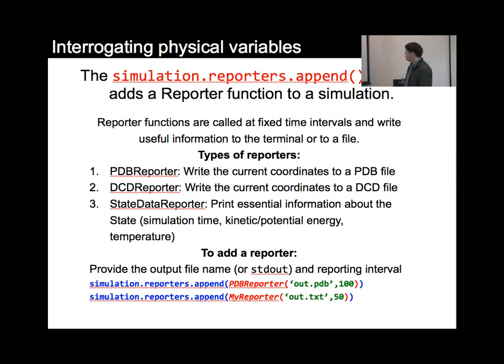So in order to add a reporter, you need to have created the simulation object first, which we covered earlier in the tutorial. And you need to append these reporter objects that are highlighted in red. And as you can see, in order to create a reporter object, you need to pass it certain information. And here, the information is given by the name of the file that you want to write to, and also the interval in the number of time steps in order to call the reporter. So once you've appended these reporters to your simulation, then as you run the simulation, these functions will automatically be called and generate information for you.